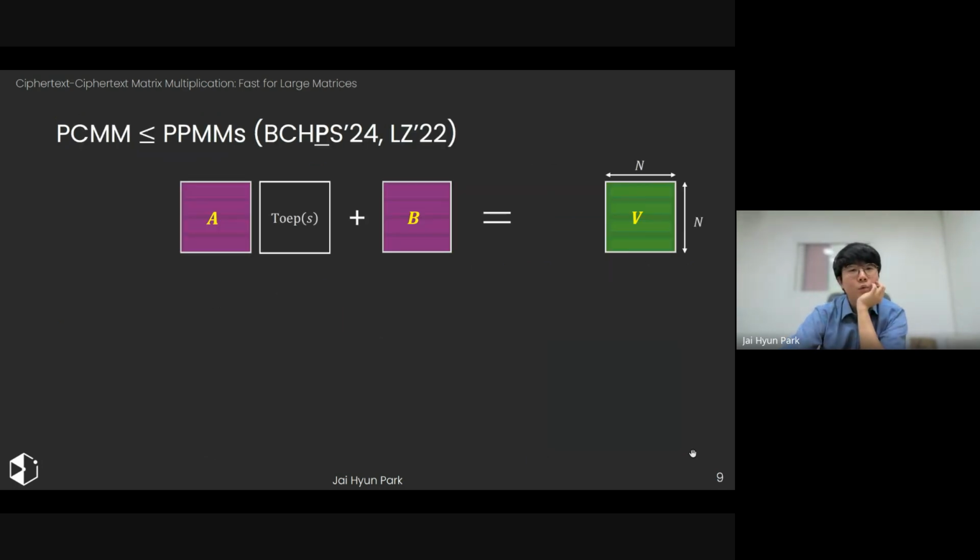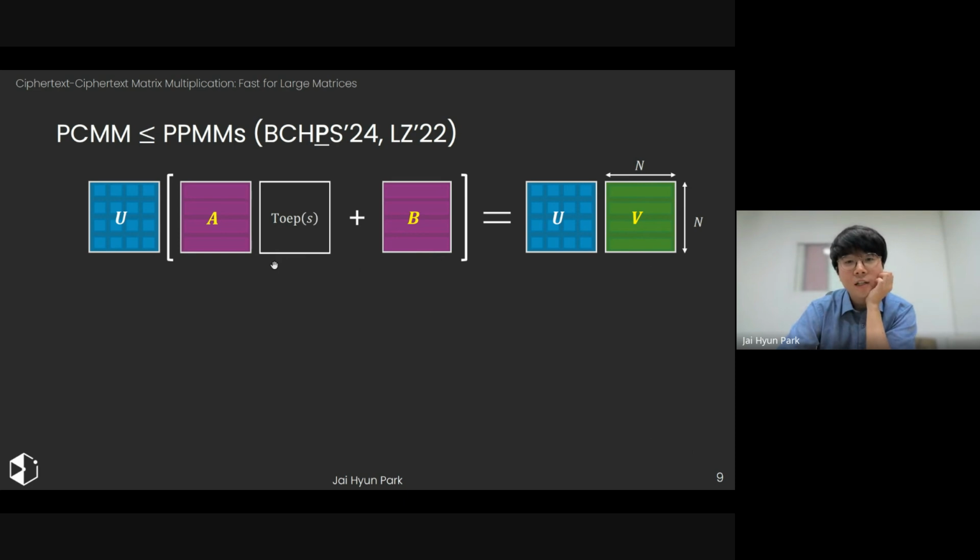Okay, so once we understand the ring algebra encryption with the matrix equations, we can easily construct some reduction from PCMM to PPMM. So let's suppose that we are given a ring algebra ciphertext that decrypts to the matrix V. Then our goal is to obtain the ring algebra ciphertext that decrypts to the product matrix UV.